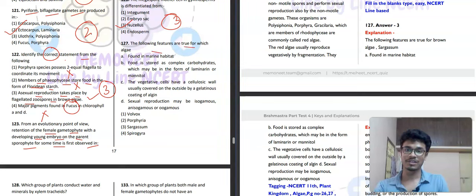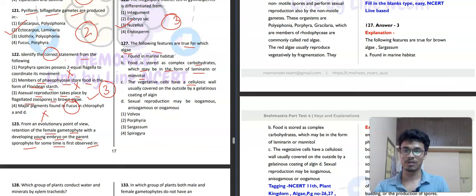The following features are true for algae found in marine habitat. Following features are true for which algae, and these are the options given. Found in marine habitat, okay. Food is stored as complex carbohydrate which may be in the form of laminarin and mannitol. When these kinds of things are given, you need to click that laminarin and mannitol, stored food, that means it must be brown algae. But let's read other options as well.